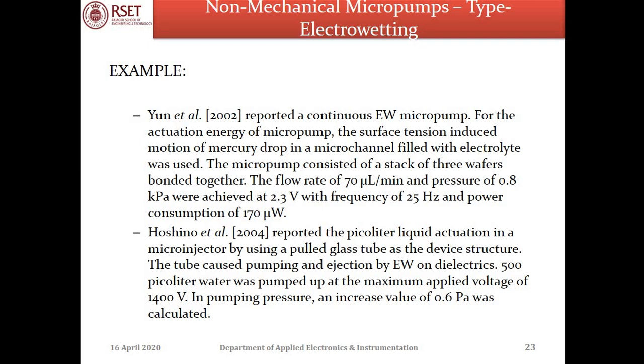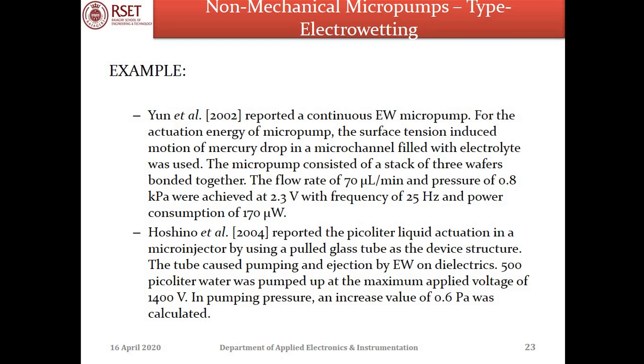of an electrowetting micropump. For the actuation energy of the micropump, the surface tension induced motion of a mercury drop in a microchannel filled with electrolyte was used. The micropump consisted of a stack of 3 wafers bonded together. A flow rate of 70 microliter per minute and a pressure of 0.8 kilopascals were achieved at 2.3 volts with a frequency of 25 Hz and a power consumption of 150 microwatts.